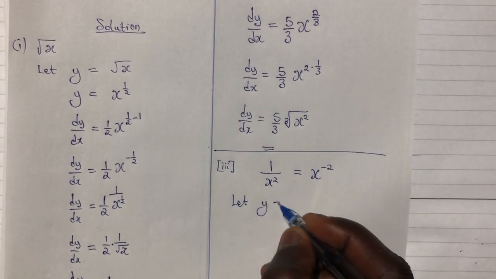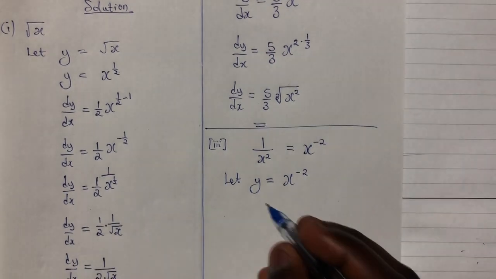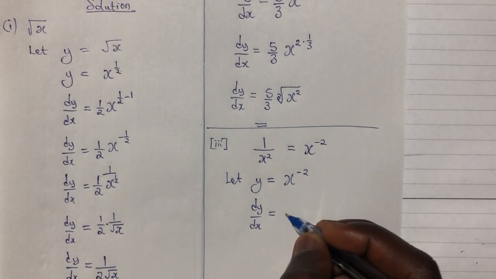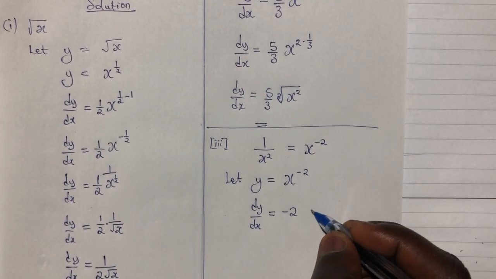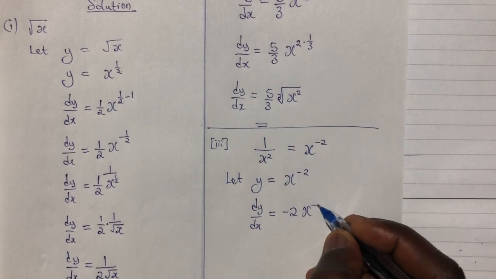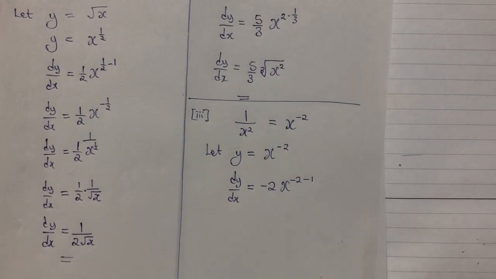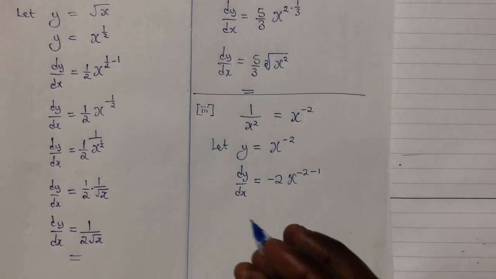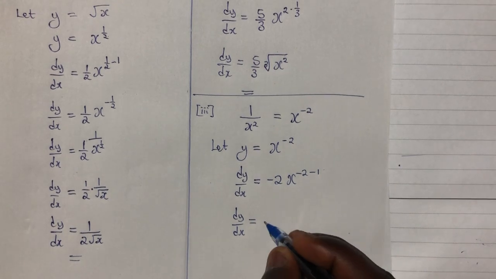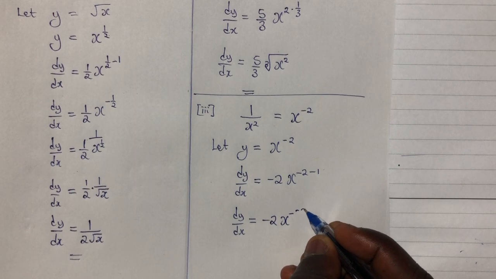So let y be equal to x raised to the power minus 2. The derivative of this will give me dy dx being equal to minus 2 x raised to the power minus 2, then we reduce the power by 1, minus 1. So this is giving us dy dx being equal to minus 2 x raised to the power minus 3.